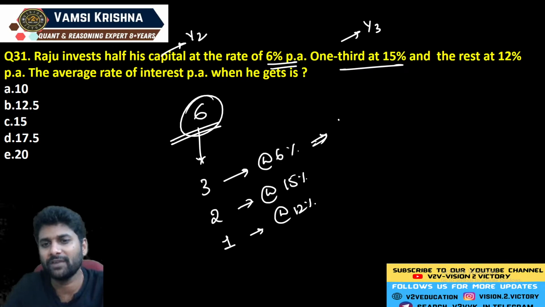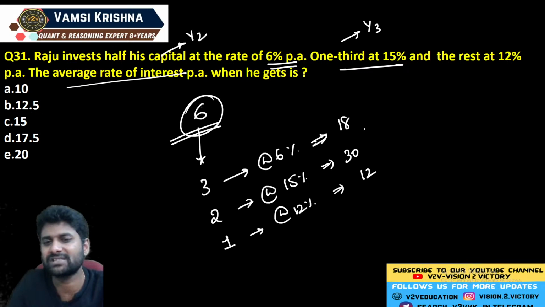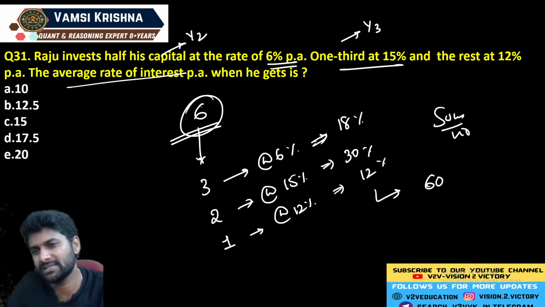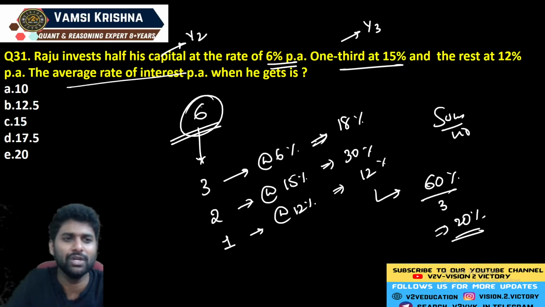So what is the overall rate of interest here? 18%, 30%, 12%. Now the question: what is the average rate of interest? You already know that it is sum by number. The sum of all these numbers is 60%, divided by 3. So the average rate is exactly equal to 20%.